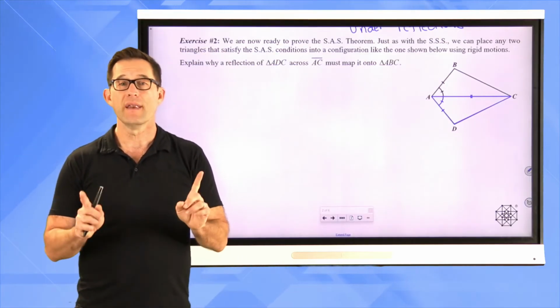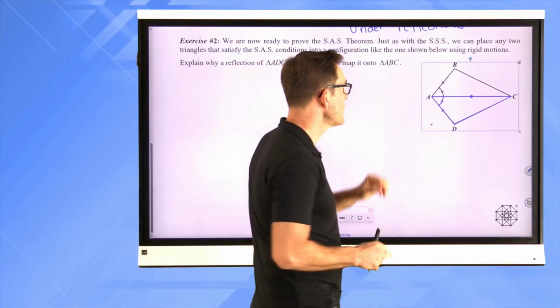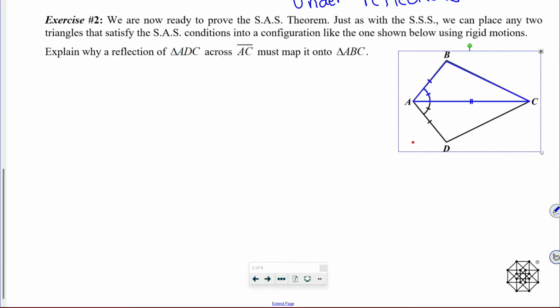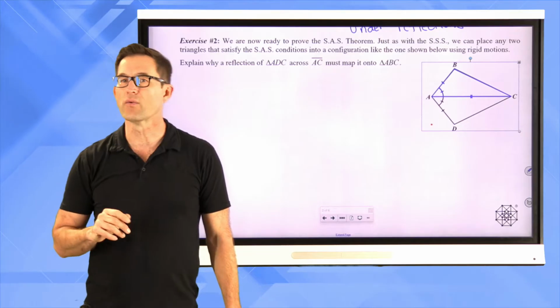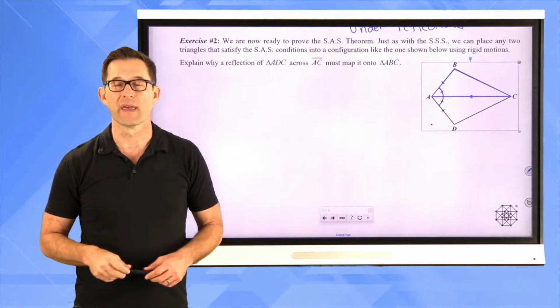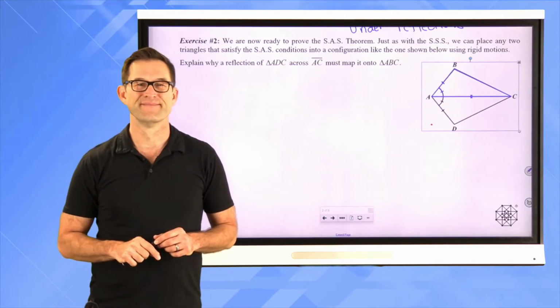All right, now, why is it that when we take this particular triangle, and let's actually do it, let's just take that triangle and flip it across AC, right? It lands right on triangle ABC. Why must that be the case? Pause the video now and see if you can give an explanation for this.